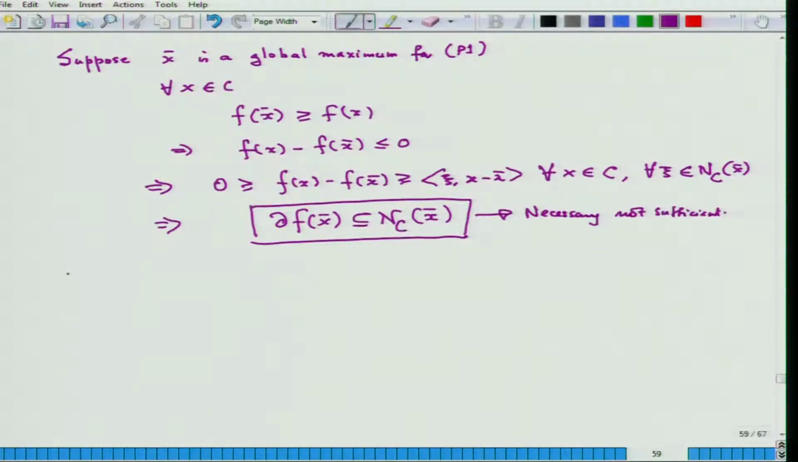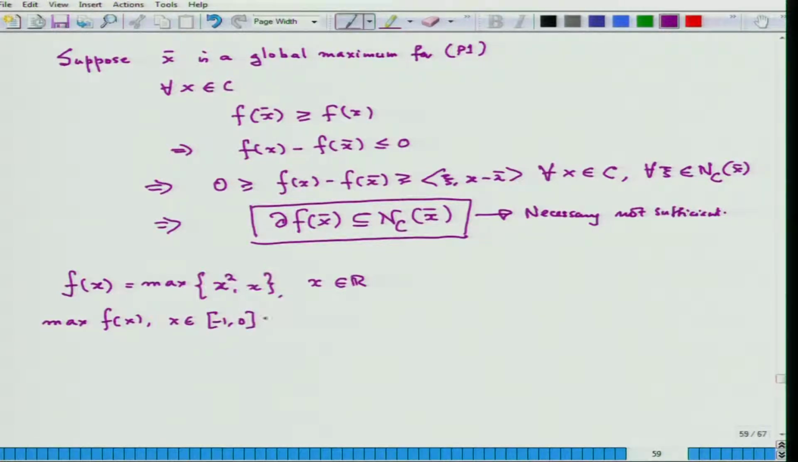I will show you an example which will tell you that. This example is from a paper of mine which was published in 2006, which dealt with this problem of maximization for convex and non-convex problems, and the study of their optimality conditions. So, if you look at this, consider this problem: max of this, which is a convex function. I want to maximize this f x over x element of minus 1 0, which is my C.